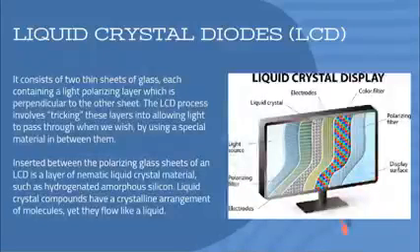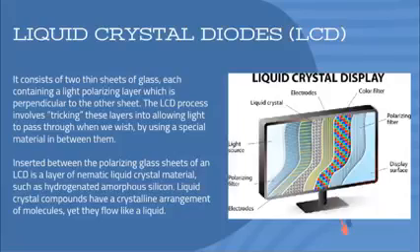It consists of two thin sheets of glass, each containing a light polarizing layer which is perpendicular to the other sheet. So, same as the plasma panel, it has two sheets of glass, the front and the back side of glass. Okay? The LCD process involves tricking these layers into allowing light to pass through when we wish by using a special material in between them. So later on, I will explain what this tricking of these layers into allowing light means. Okay? But for now, let's focus on this statement.